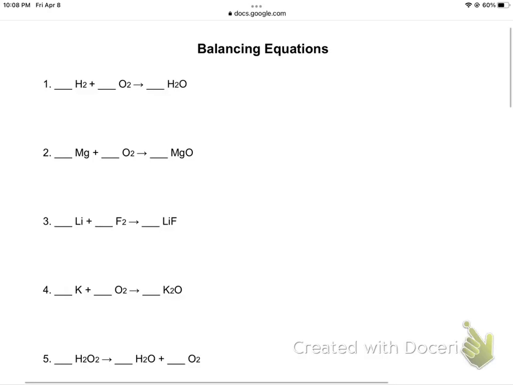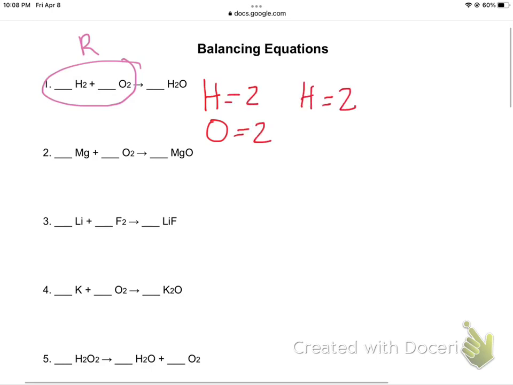So first we're going to start with number 1, and the first thing you do is you write the atoms or elements from one side of the equation down. Remember, these are the reactants. So we're going to write those down first. So first we have a hydrogen, then we have oxygen, and then we're going to write down how many there are. And so in this example, there are 2 hydrogens and 2 oxygens.